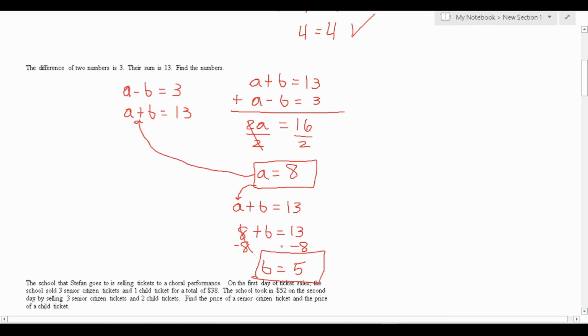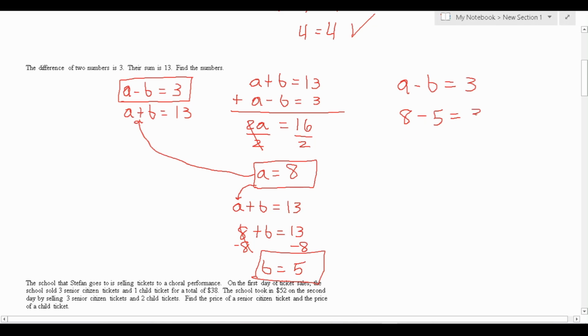That said, it's always a good idea to check your work. So to check your work, you simply plug these two variables back into either of the two original equations. Let's go ahead and plug them into this first equation, which I'm just going to rewrite over here. A minus b equals 3. Again, we know a is 8, so let's plug that in. B is 5.